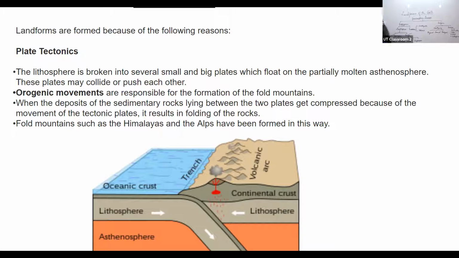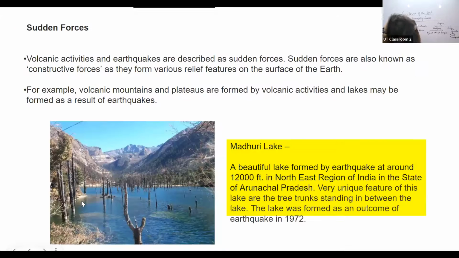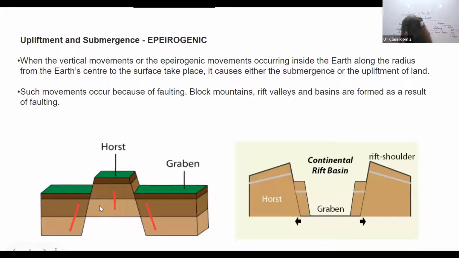So write down over there in your book. First, write down certain forces, I'll tell you later. So first, you write this epeirogenic. We'll write the important points of each. Over there, write down submergence and upliftment of land.